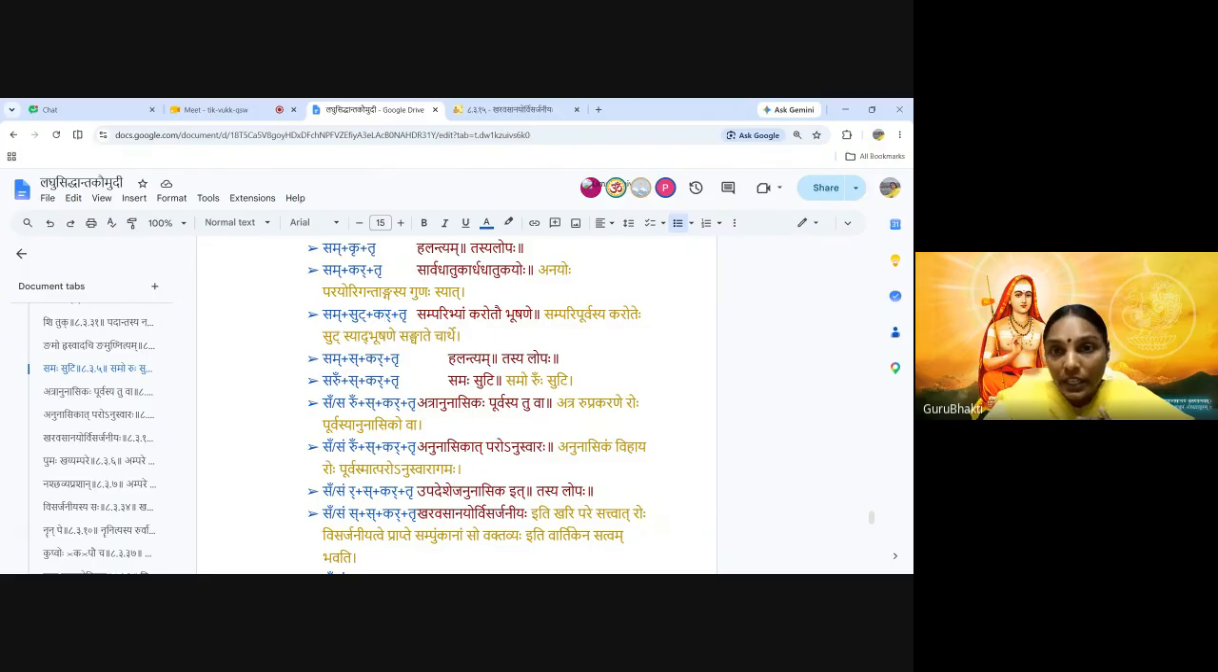Sam pari purvasya karotes sut syat bhushane sanghate cha arthe. If sam or pari is there, and after that there is kru dhatu, then sut agama will come in two kinds of meanings, bhushana artha and sanghata artha. So this is sam upasarga, and after that there is kru dhatu, then sut agama has come in between.